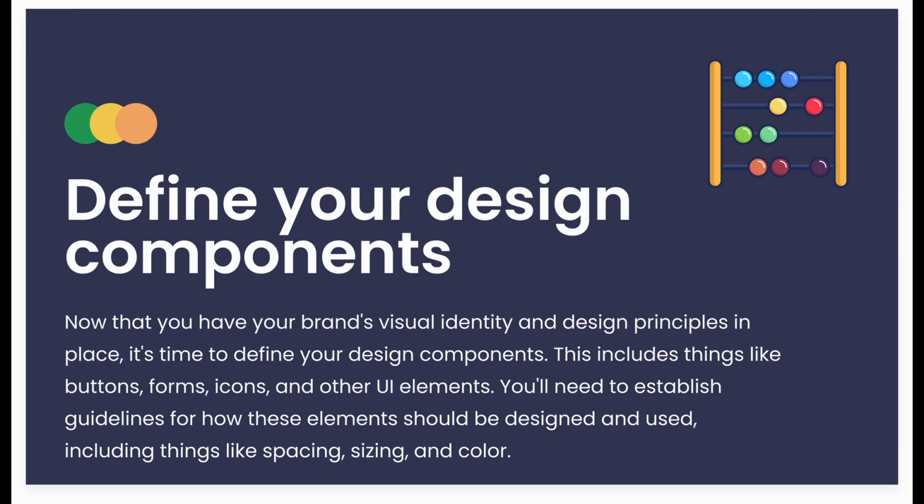Step 3. Define your design components. Now that you have your brand's visual identity and design principles in place, it's time to define your design components. This includes things like buttons, forms, icons, and other UI elements. You'll need to establish guidelines for how these elements should be designed and used, including things like spacing, sizing, and color.